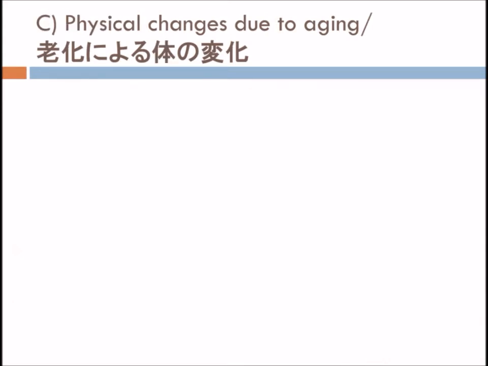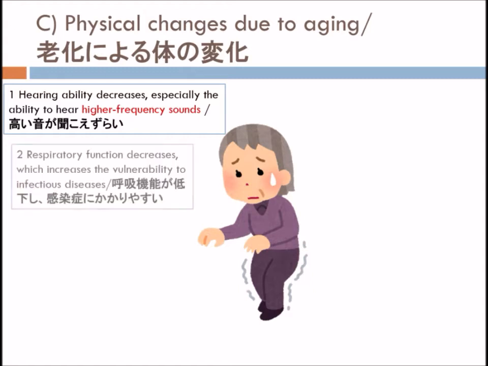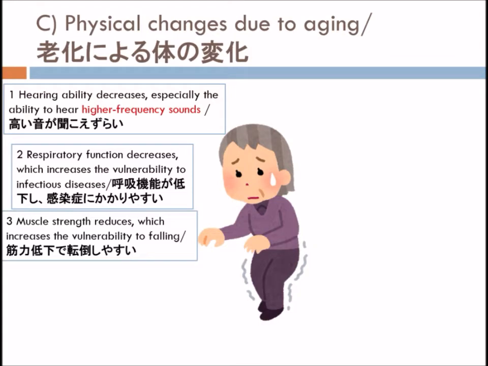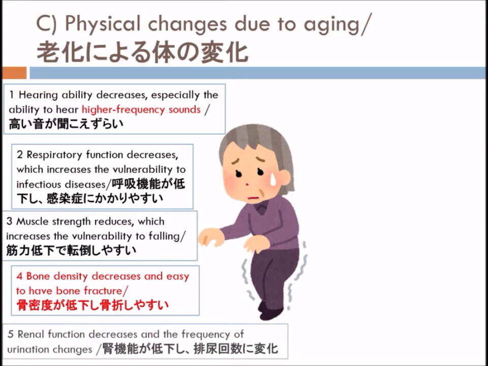Physical changes due to aging. 1. Hearing ability decreases, especially the ability to hear higher frequency sounds. 2. Respiratory function decreases, which increases the vulnerability to infectious diseases. 3. Muscle strength reduces, which increases the vulnerability to falling. 4. Bone density decreases and it is easy to have bone fractures.